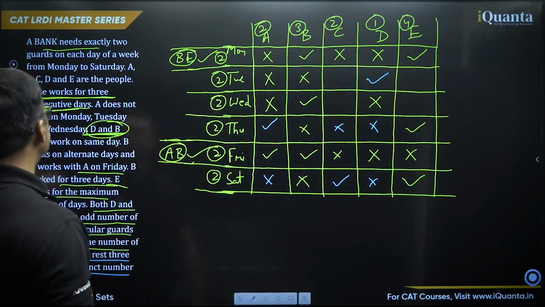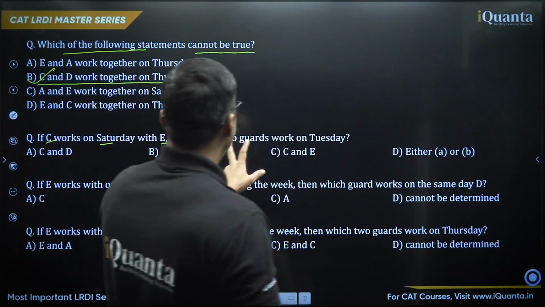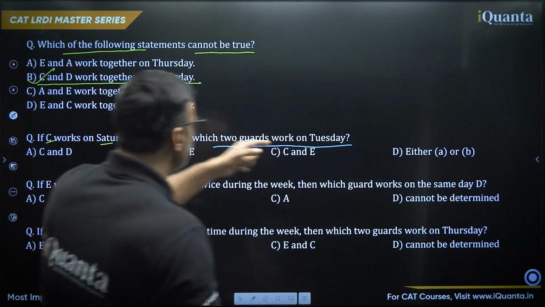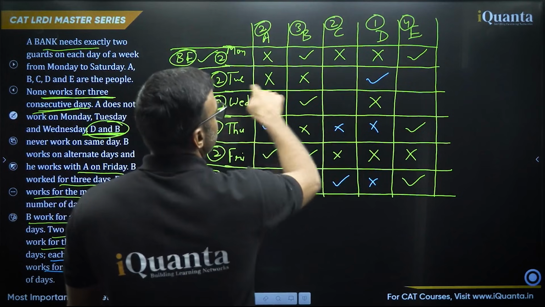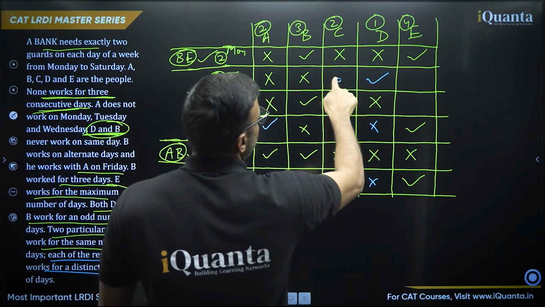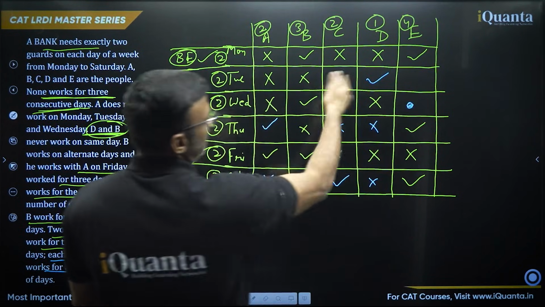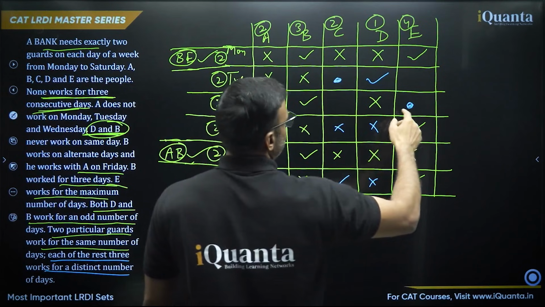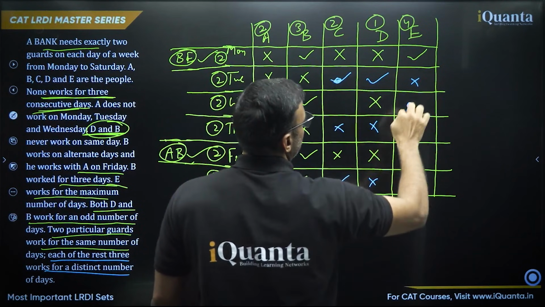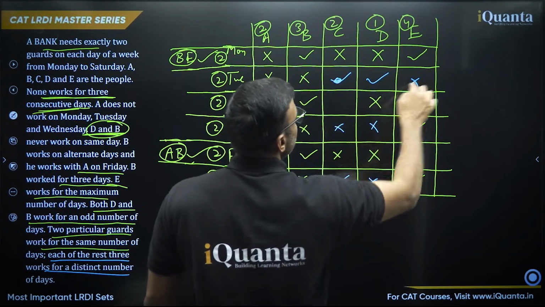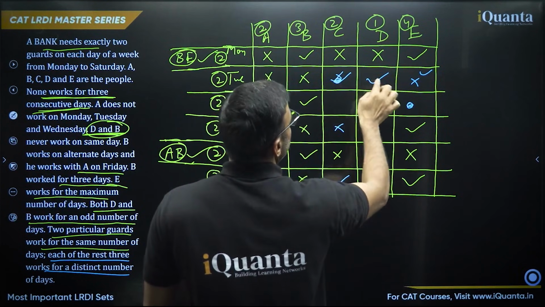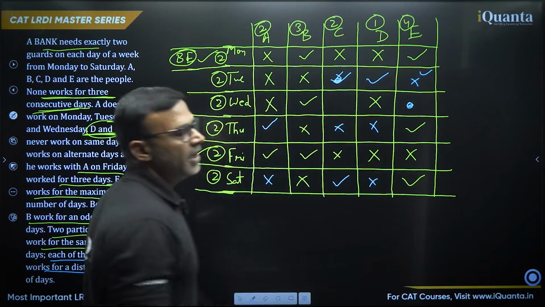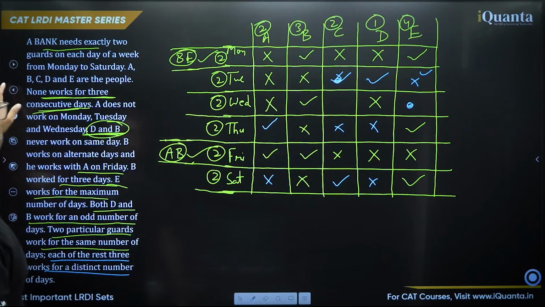But what is the question? The question was, which two guards work on Tuesday? Oh, nice. So on Tuesday, D is definitely working. It will be either C or E. It could be any one of them, right? So if C is working, this will not work. Similarly, if E is working, then this will not work. But in any case, it will be either DC or DE on Tuesday. Okay. Either DC or DE.